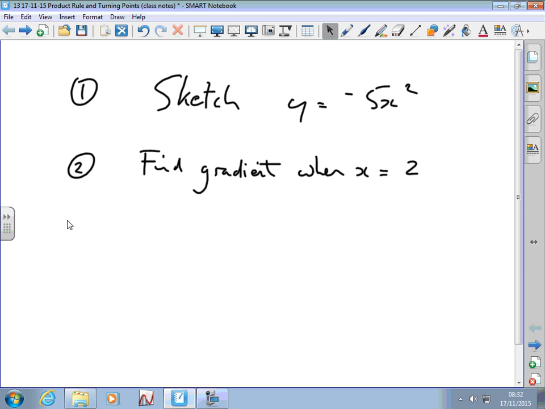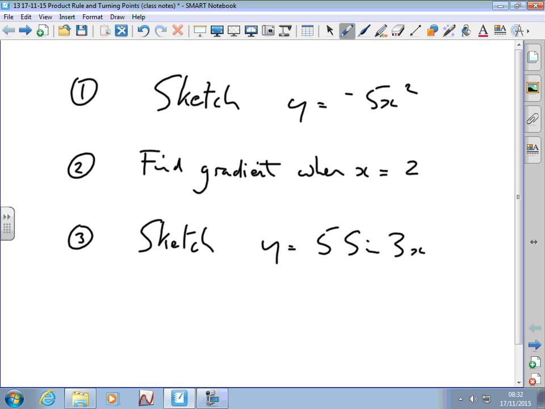Number 3, sketch y equals 5 sine 3x. What would it look like? Again, think about where it cuts the y-axis, and you might be able to put one figure on it that would be helpful. But what would it look like is the main thing.